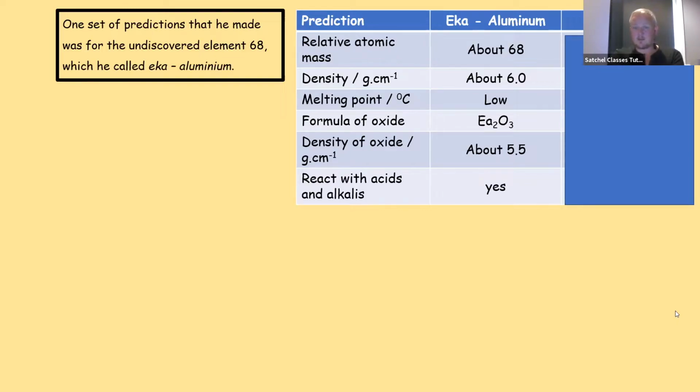The density of the oxide would be about 5.5 grams per centimeter cubed, and it should react with acids and alkalis. Now bear in mind, he made these predictions without ever having seen this element and ever being able to test it. It was just based on what he knew of the elements around it that we knew about at the time.